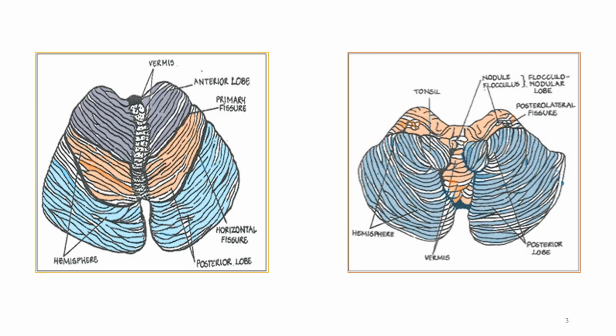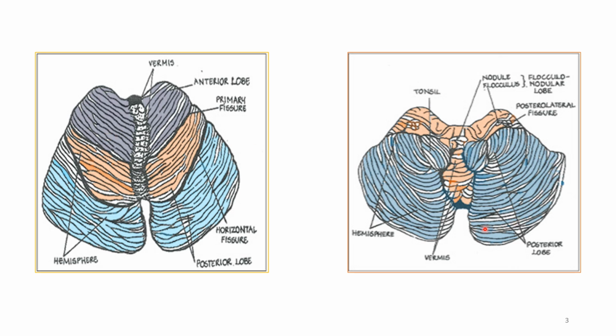So you can see this is the primary fissure. This is the horizontal fissure. Okay, so the primary fissure here, and this is the horizontal fissure. These are the two hemispheres of the cerebellum.